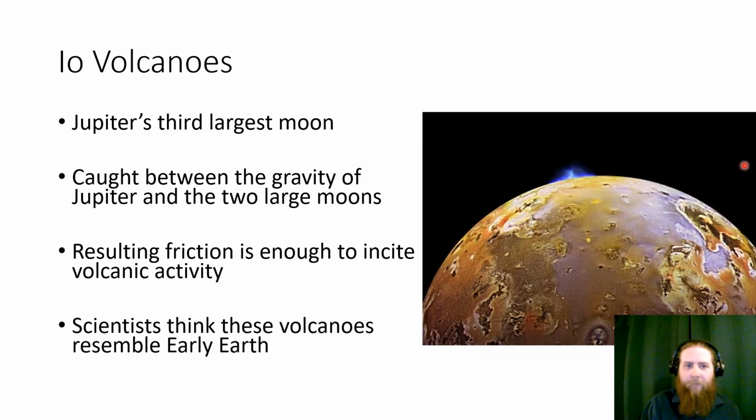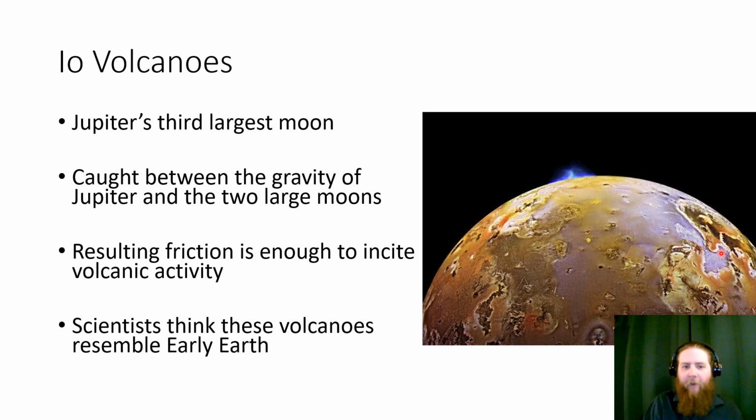And the last one is Io, which has volcanoes and is Jupiter's third largest moon. Io is caught between Jupiter and the two large moons of Jupiter, and this extra gravity of being pulled two or three different ways creates a lot of friction, enough friction to think that we have volcanic activity there.